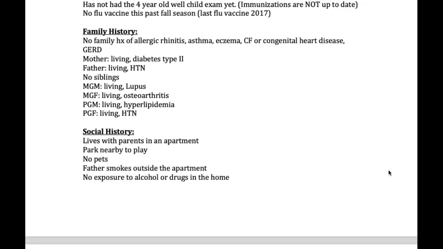Social history, again, lives with parents. It's important to know where. They live in an apartment. There is a park nearby to play. No pets in the home. That would be important if we were thinking related to allergic rhinitis. Father smokes outside the apartment, so that might be an exposure, but it sounds like he's not doing that inside the living quarters. I wonder if he's smoking in the car where the child may be. No exposure to alcohol or drugs in the home. That's important to know about peds.